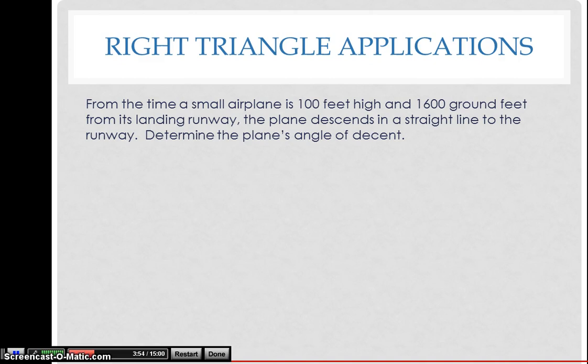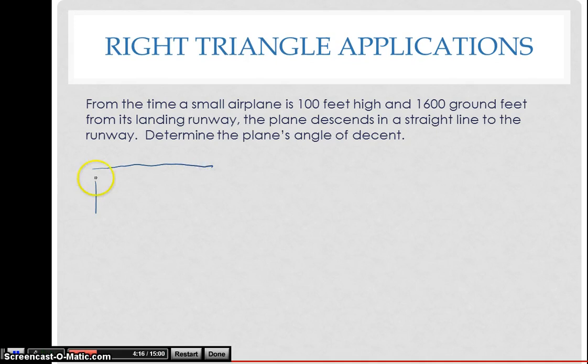So let's look at the next one. From the time a small airplane is 100 feet high and 1,600 ground feet from its landing runway, the plane descends in a straight line to the runway. And we want to determine the plane's angle of descent. Okay, so let's draw a picture. So we have our airplane.